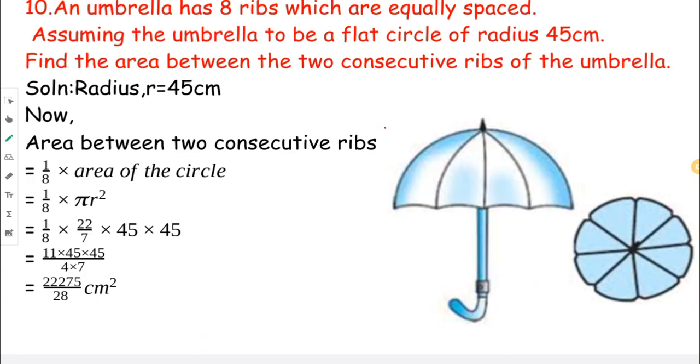Alright, question number 10. An umbrella has 8 ribs which are equally spaced. Assuming the umbrella to be a flat circle of radius 45 centimeter. Because see, when you look at the umbrella, it is not circular, right? But they told us to assume it to be a flat circle. Clear? Find the area between the 2 consecutive ribs of the umbrella. So 2 consecutive ribs, right?